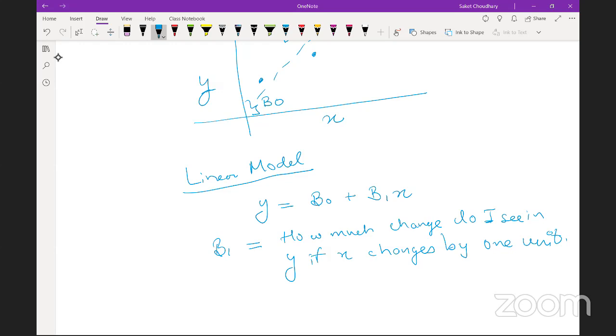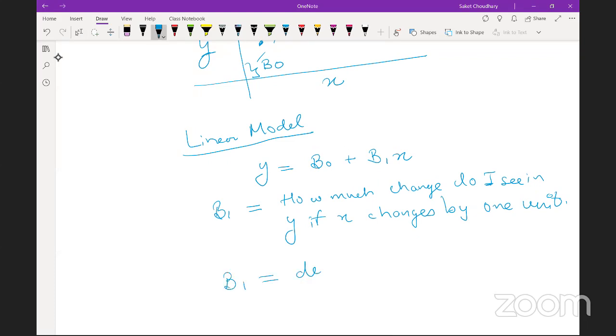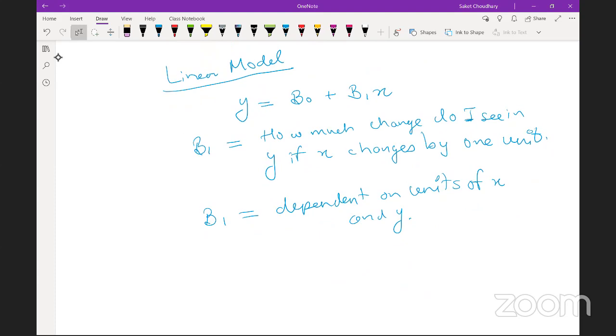And that also tells us that beta 1 is dependent on the units of X and Y. The moment you change units, your beta will change. I don't want to confuse you, but if you're working with X in centimeters and Y in centimeters, and now I change X to inches and keep Y in centimeters, this beta 1 and that beta 1 will be different.